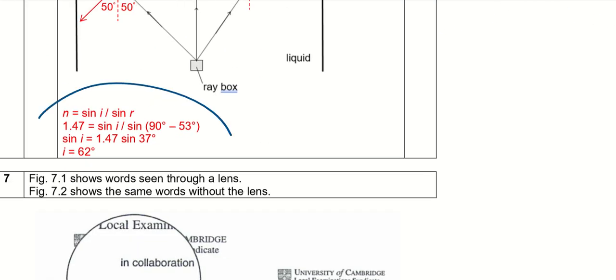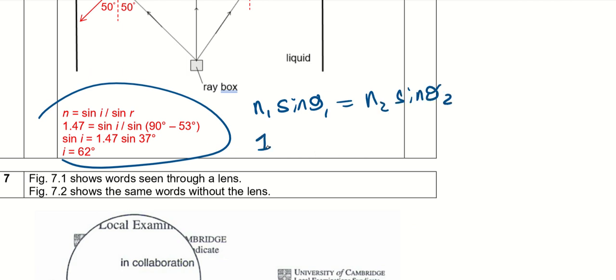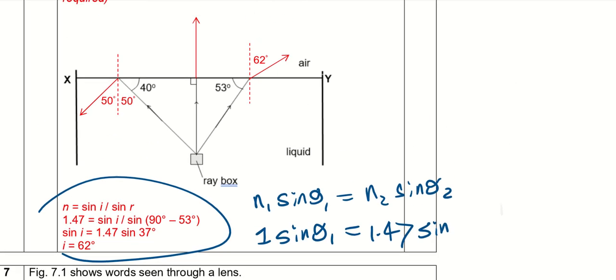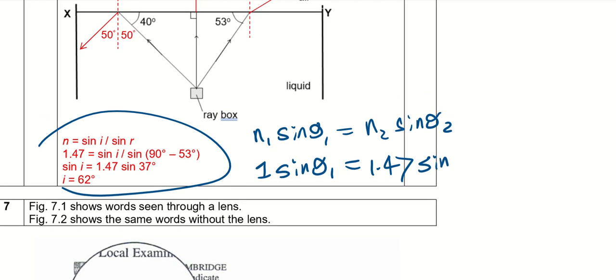So you have to actually do your working again. If you want to, I can quickly do it: n1 sine theta 1 equals n2 sine theta 2. My medium one is air. Sine theta 1 is unknown. N2 is 1.47. Sine, how much is that? 37. Okay, so this is how I use this formula. Then you find your sine theta 1.